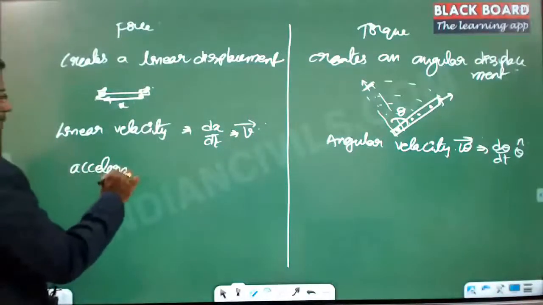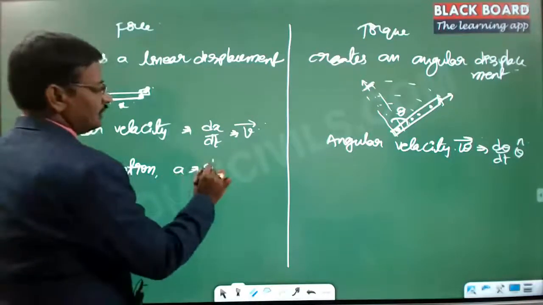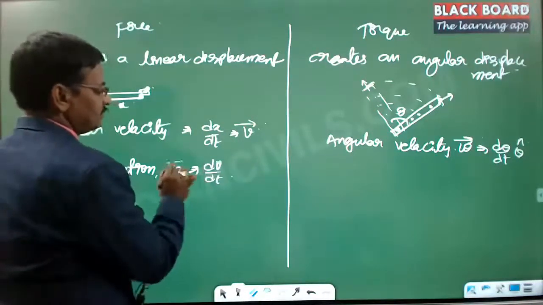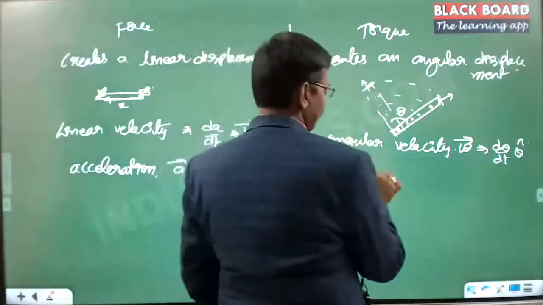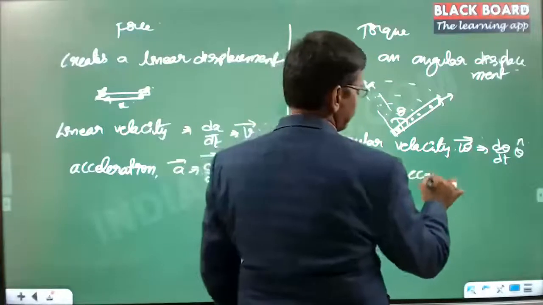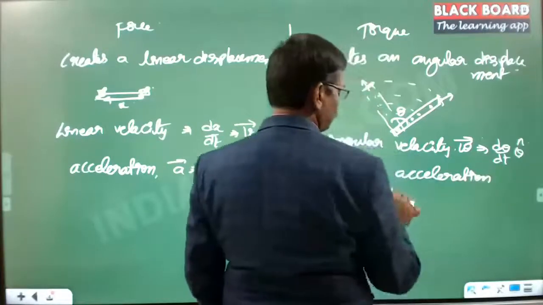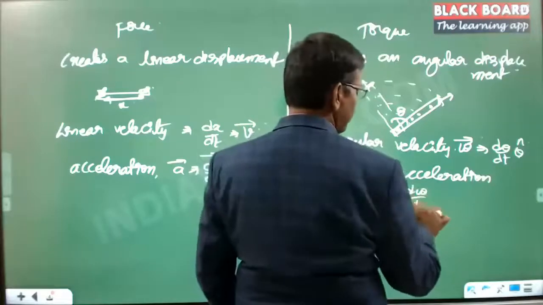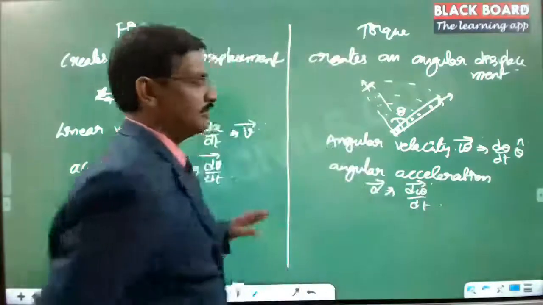So acceleration a is dv by dt, and this is the acceleration. Here the angular acceleration, alpha, is equal to d omega by dt. So this is the angular acceleration, and this is the one, right?